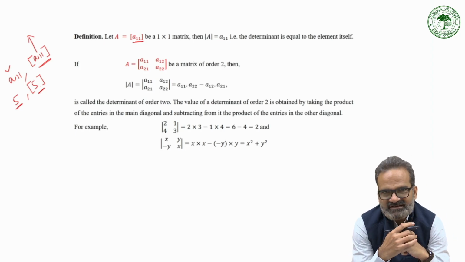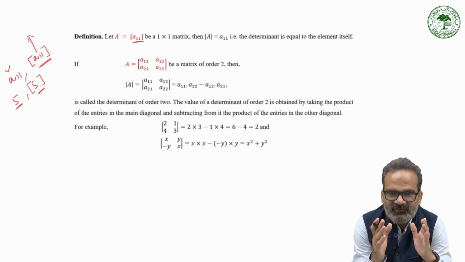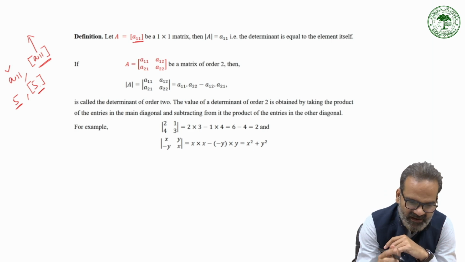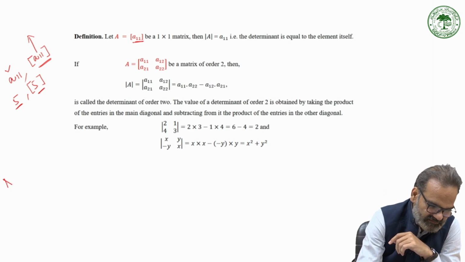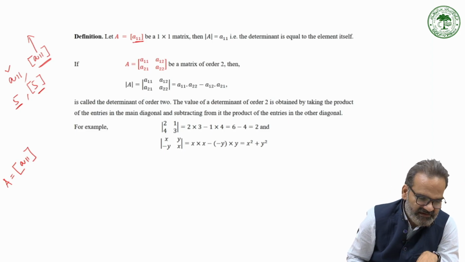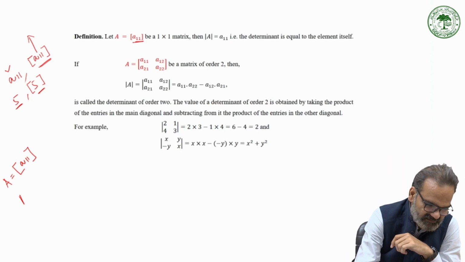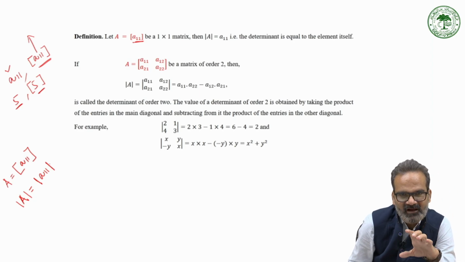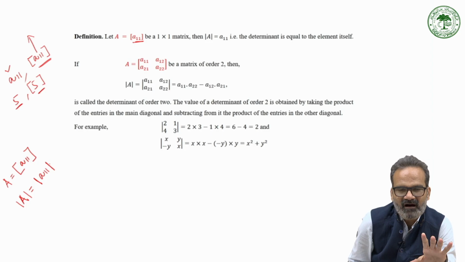So let A be equal to A11, a matrix having one row and one column. Then its determinant is written like this: determinant of A is equal to A11. A11 will remain as it is, but it is enclosed in between these two lines like this. I have told you the elements of a matrix will remain the same.